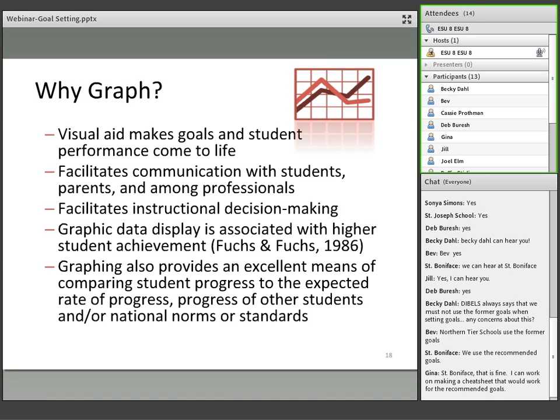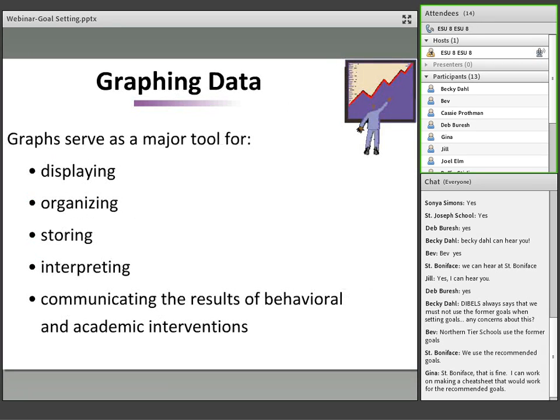We know that when we graph the data, we get higher student achievement. That's in part because the student might be more motivated, and also because the people working with the student get to see exactly what's going on. So there's lots of good reasons to graph. Graphs are great tools for displaying the data, organizing it, storing it, helping us to interpret the data, and also, again, to share the results about how our interventions and our instruction are doing for the student.